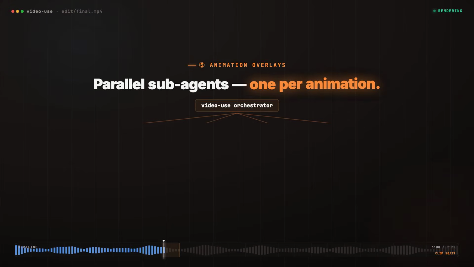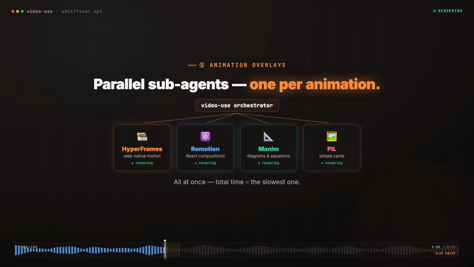Fifth, and this is the big one, animated overlays. When your video needs motion graphics, Video Use spawns parallel subagents, one for each animation, and builds them all at the same time. And it picks the right engine for each one. HyperFrames for web native motion, Remotion for React compositions, Manim for diagrams and equations, or plain PIL for simple cards.